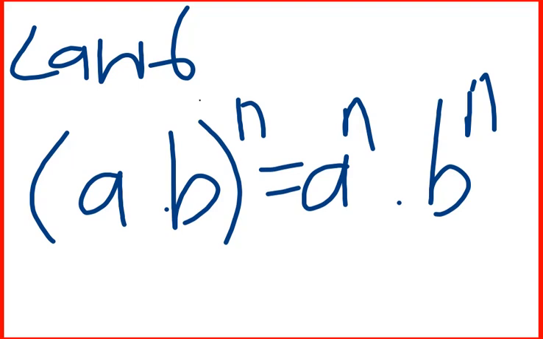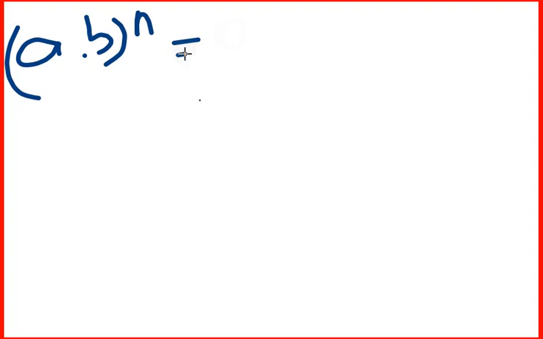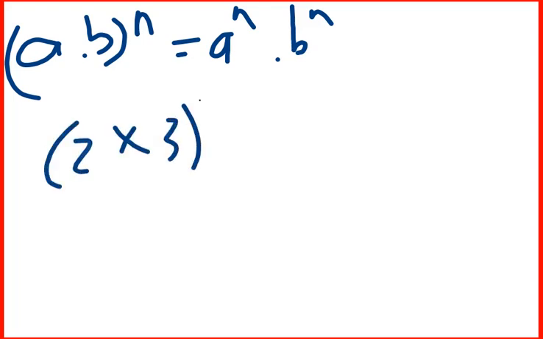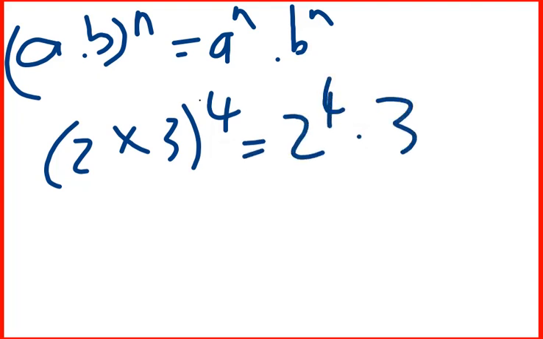So let's have a look at some examples that use the law (a times b) to the power of n is equal to a to the power of n times b to the power of n. So we're going to look at (2 times 3) to the power of 4, which is equal to 2 to the power of 4 times 3 to the power of 4. And that's just how you do it.